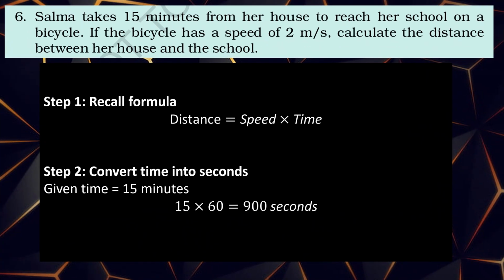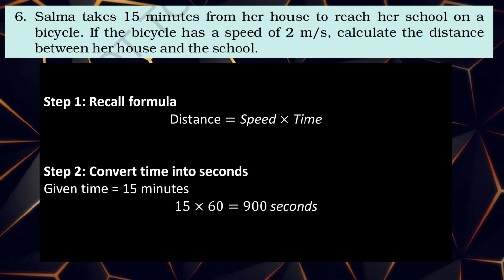Sixth question. Salma takes 15 minutes from her house to reach her school on a bicycle. If the bicycle has a speed of 2 meters per second, calculate the distance between her house and the school. Formula: distance is equal to speed into time. You know this formula. Then second step is convert time into seconds. Given time is 15 minutes, and the bicycle has a speed of 2 meters per second.